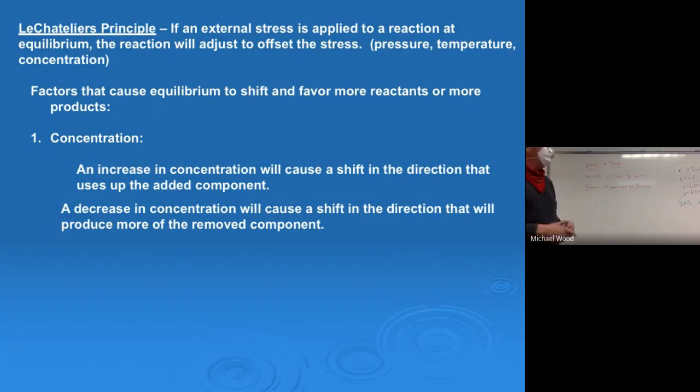If you read what I've got here, an increase in concentration will cause a shift in the direction that uses up that component. So if you add something, the system wants to use it. And a decrease in concentration will cause a shift in the direction that will produce more of the removed component. If that makes more sense to you, use that. Okay, so here's an example.